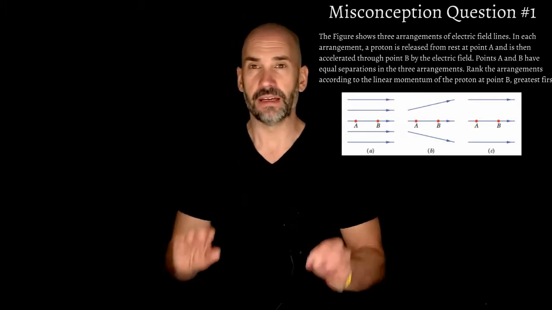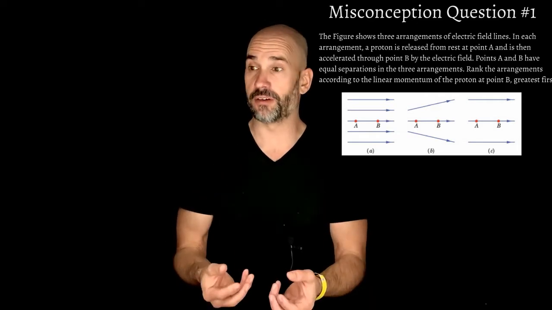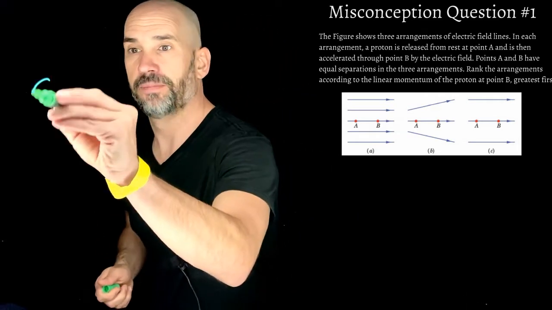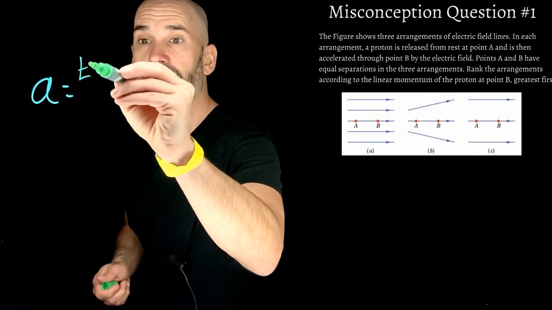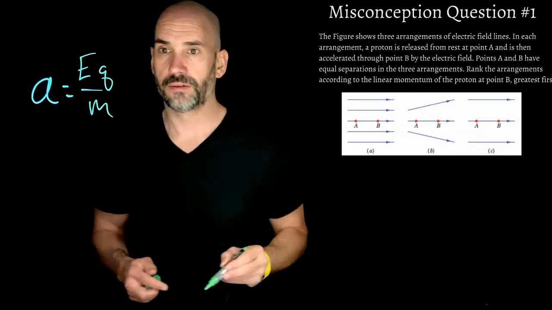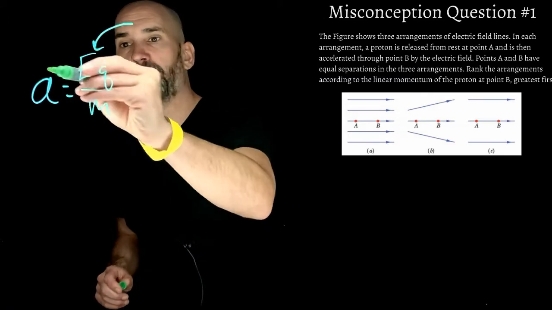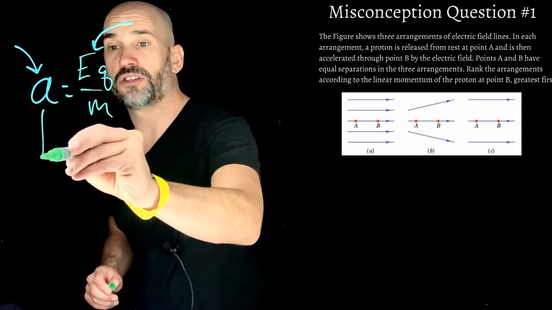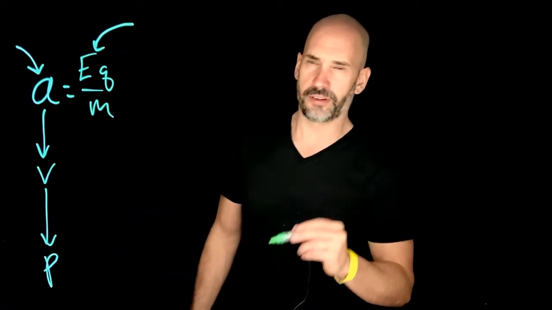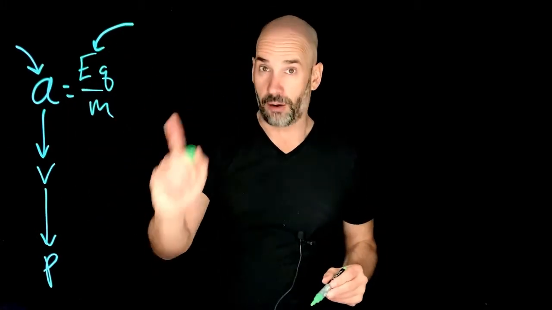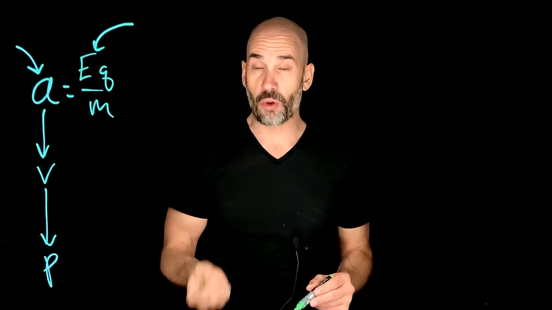Greatest first. Okay, the first thing you need to think about is the momentum will be greater if the electric field is greater. Because remember, the acceleration that a particle experiences is equal to E times Q over M. We learned that earlier in the chapter, right? So wherever you have the biggest average electric field, you have the biggest average acceleration. If you have the biggest average acceleration, you have the biggest average velocity. If you have the biggest average velocity, you have the biggest average momentum. Make sense? Thought so.